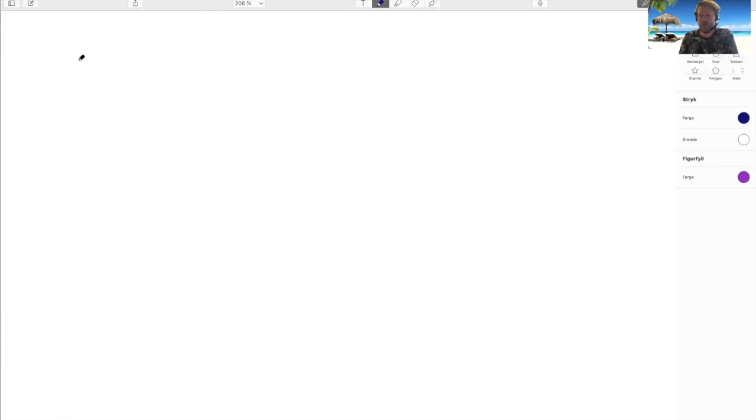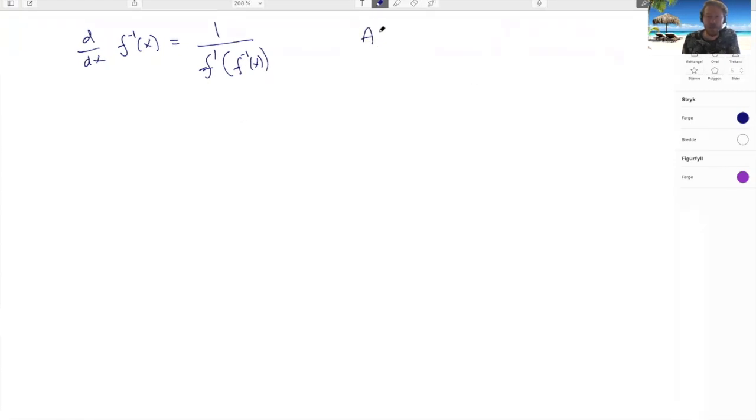So we're now going to prove the differentiation rule for inverse functions. We're going to prove that d/dx of f inverse at a point x is equal to 1 over the derivative of f at f inverse of x. So that's the formula. What are my assumptions here?